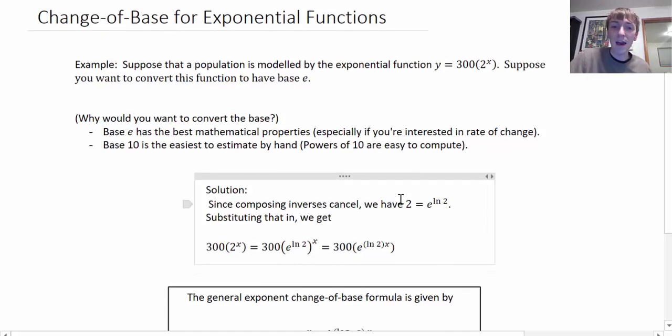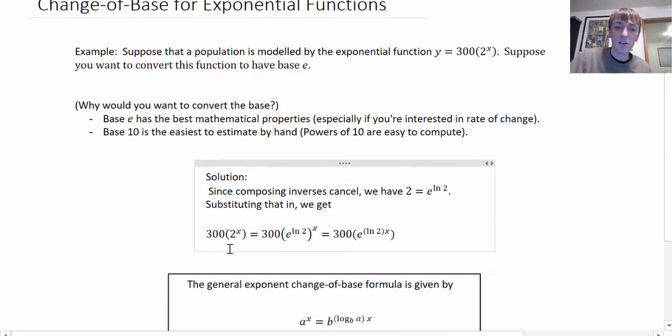Okay, so once we have that, we can substitute that into our equation. So we get 300 times 2 to the x equals 300 times e to the ln of 2, to the x. The last step in this is to remember that when you have repeated exponents, like we have right here, that becomes multiplication. So I can rewrite that as e to the ln of 2 times x, where the exponent in this function is now a product, ln of 2 times x.